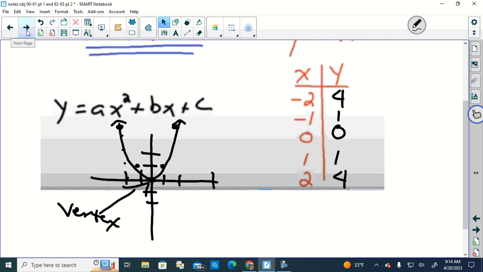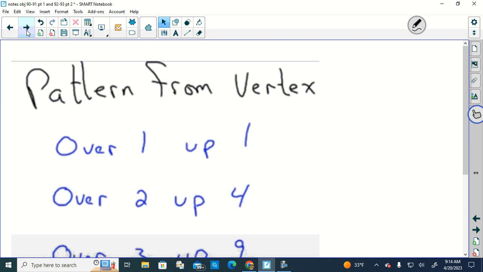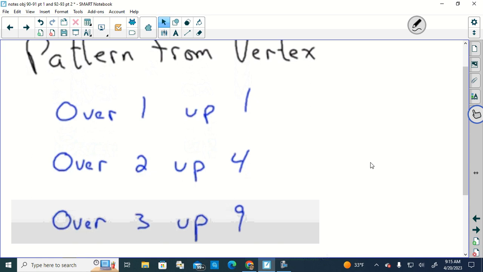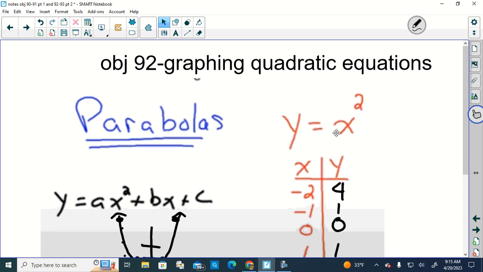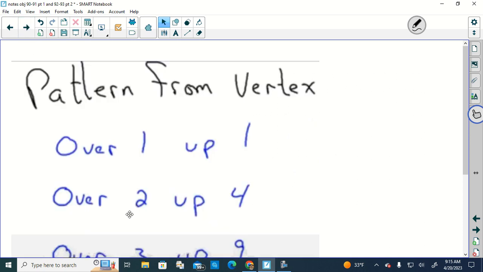All right. I want you to write this. Okay, so this will be a pattern that you're going to need to memorize for all parabolas. Anytime you start at the vertex, as long as there is not a number right here and it's just the x squared, so when we're looking at the x squared, if the a is 1, this is going to be the pattern that you're going to have.